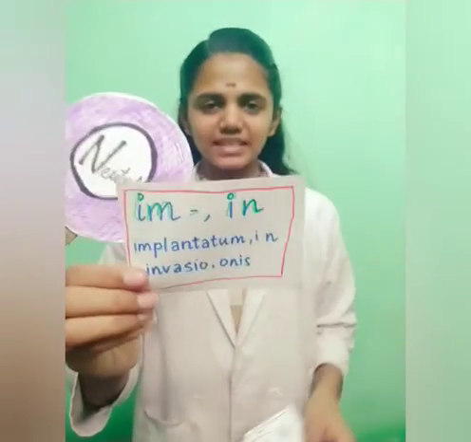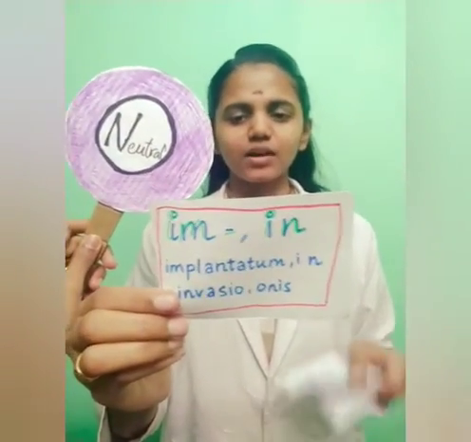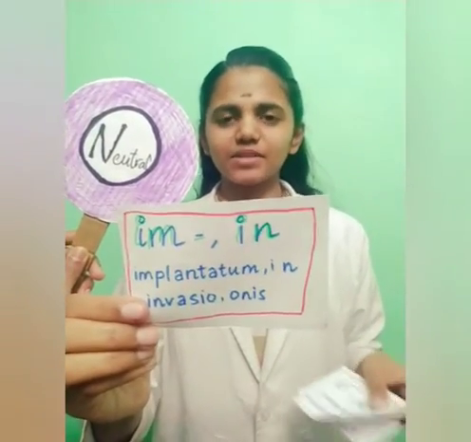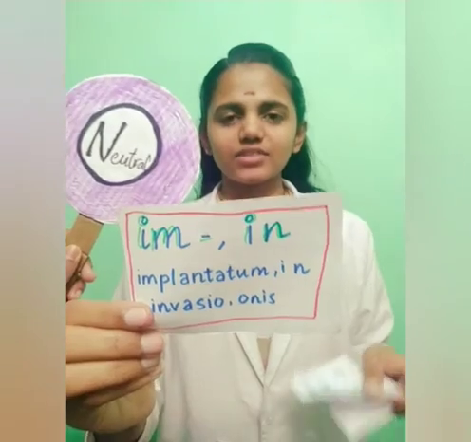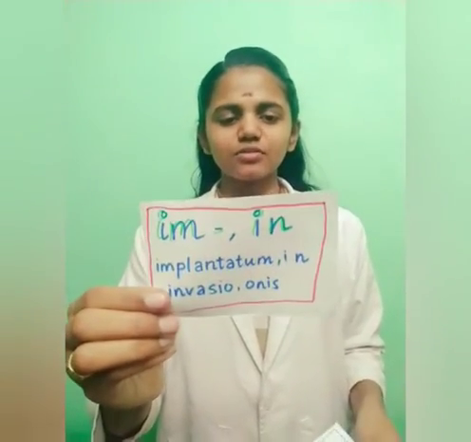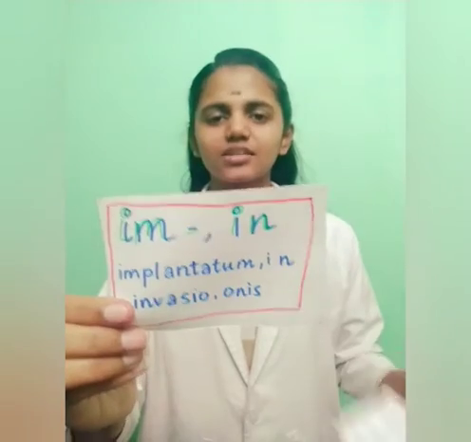And the next is im. It means in. Example is implantatum, implantati. Implant, it is any piece of tissue or organ which is used as a graft. And in, it means into. It is invasion, entrance or establishment of parasites or any other foreign body into the host.